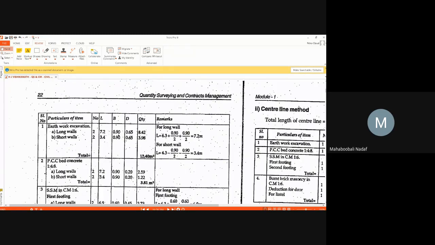You have to refer to the cross section. From the plan and the cross section, you enter the numbers, and you enter B and D. Okay, till this point it is clear. You don't enter the length column. Is that okay for everyone?